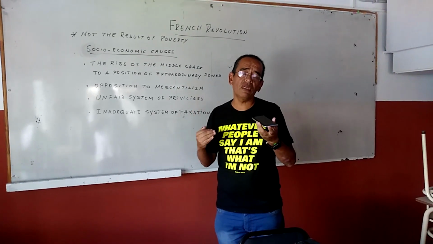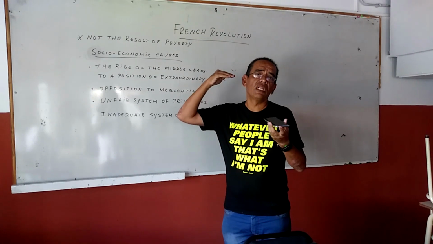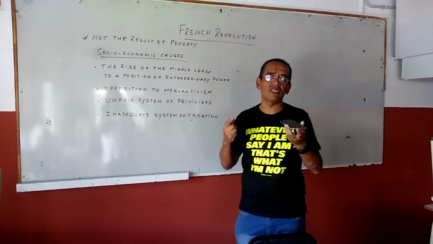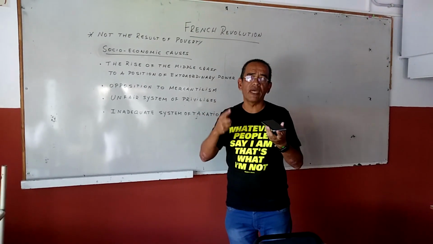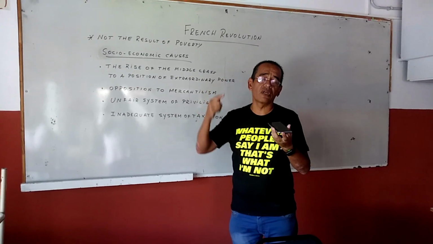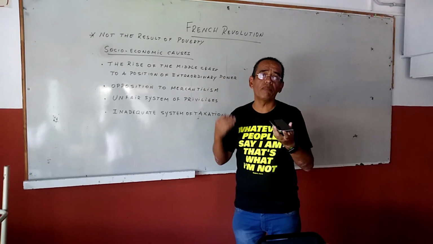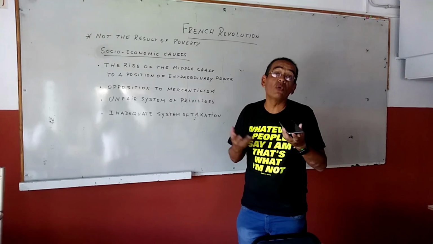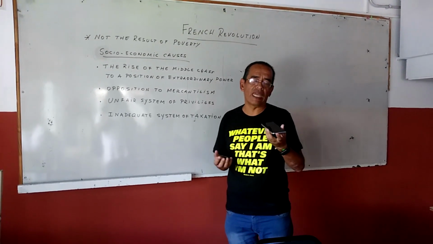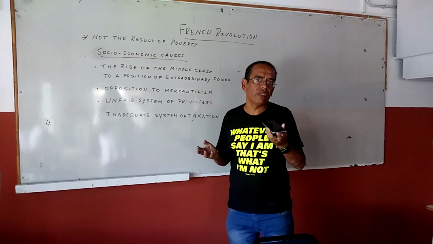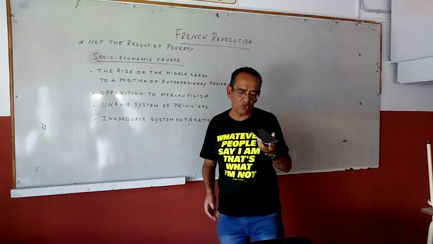Both of them, the higher clergy lived luxurious lives, and it is important to bear in mind that the members of the higher clergy supported the king, supported absolutism, because they were corrupt and they were happy with their lives. The lower clergy, the only privilege they had was just not to pay taxes.